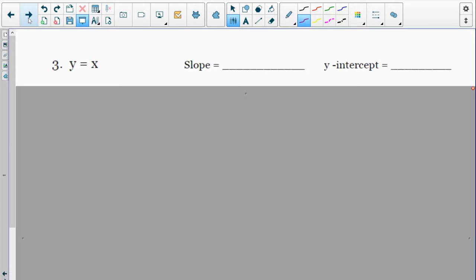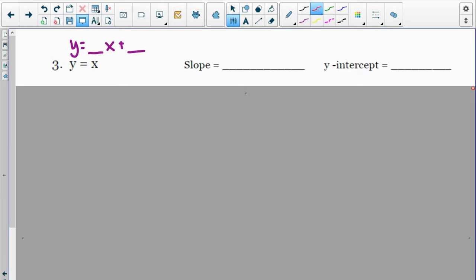All right, for number 3, we have y equals x. Now, on this one, we don't see any numbers at all. However, there are two numbers there. They're kind of hidden, invisible numbers, and they're actually different values. So if we want to rewrite this using values, y equals something times x plus something, let's think about what numbers we could put in those blanks to simplify to just y equals x.